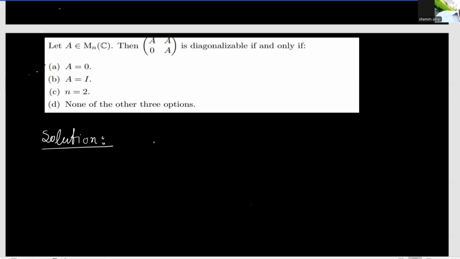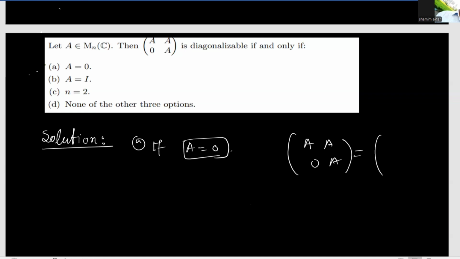Now if A is equal to the 0 matrix, option A, then the matrix [[A, 0], [0, A]] is equal to the 0 matrix. And we already know that the 0 matrix is diagonalizable. So option A is true.